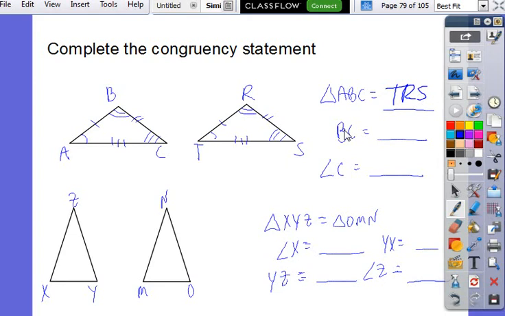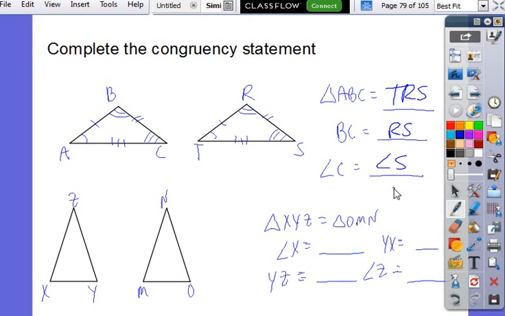If it's side BC, well, side BC goes from the 2 to the 3. So that would be RS. And then angle C would have to match angle S. All right. Do that one down at the bottom for me.